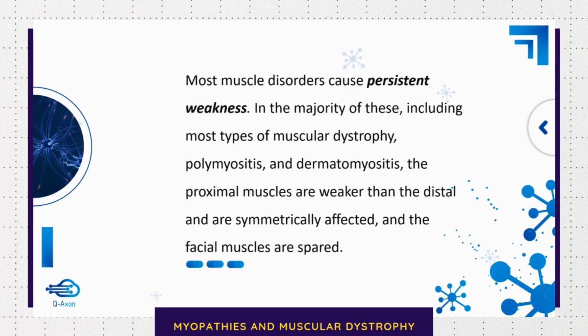Now the most common pattern of muscle weakness in myopathies is symmetric weakness, affecting predominantly the proximal muscles of the legs and arms, what we call the limb girdle distribution. The distal muscles are usually involved to a much lesser extent. The neck muscles could be frequently affected, but facial muscles are rarely affected.